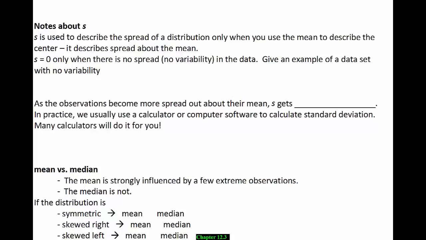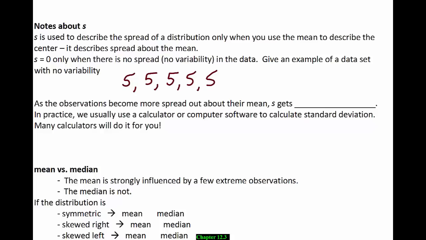Let's give an example of a data set that has no variability. What does no variability mean? That means every single observation is exactly the same. So we can just pick any number and repeat it. So if we had a data set that was 5 and the second observation was 5 and the third one and so on, and we computed the sample standard deviation, the spread would be 0.